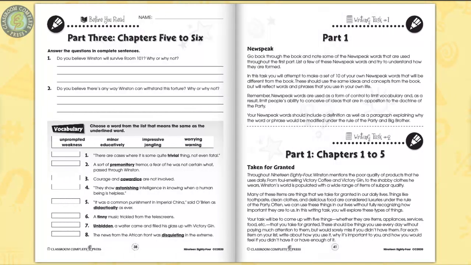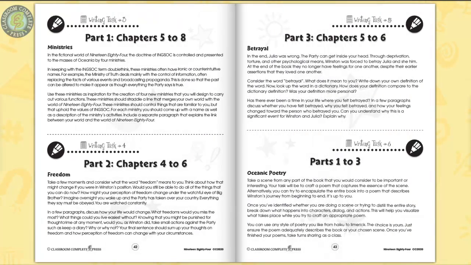6 additional writing tasks follow. Supplement an existing unit with in-depth writing tasks, such as describing what the word betrayal means to you and how it relates to the events in the novel.